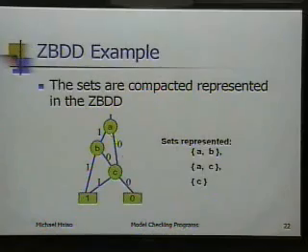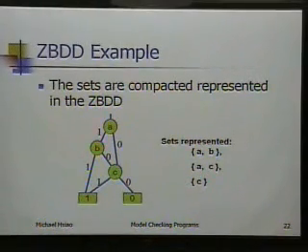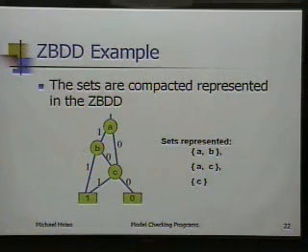So 0 means it's not in the set, 1 means it's in the set. You traverse from the root to any terminal 1, and that means it is in the set. For example, A, B is in the set. No A, yes C, that's also in the set. Yes A, no B, yes C, AC is also in the set. So basically any path leading to a terminal 1, with all the edges being one edges, means it's in the set. Okay, so this is a very compact way of representing sets.